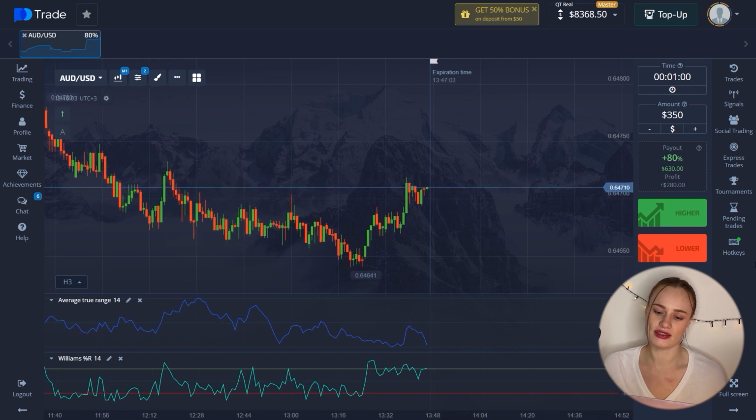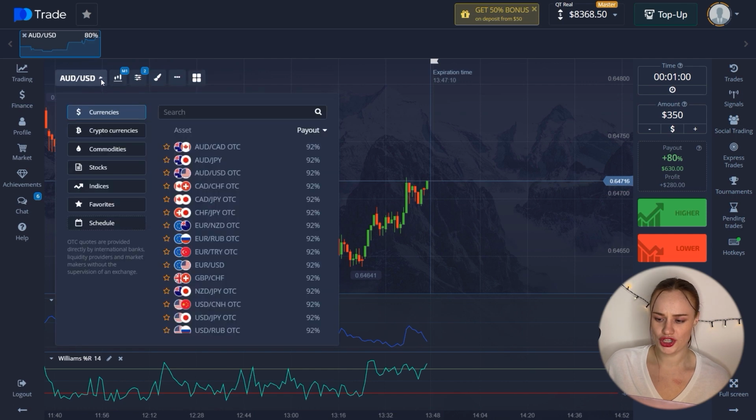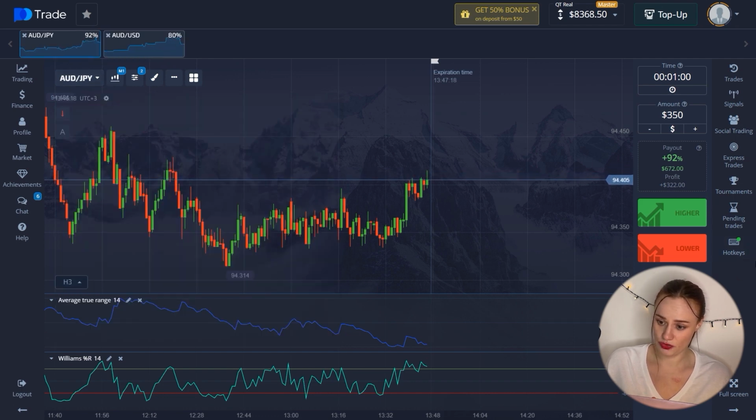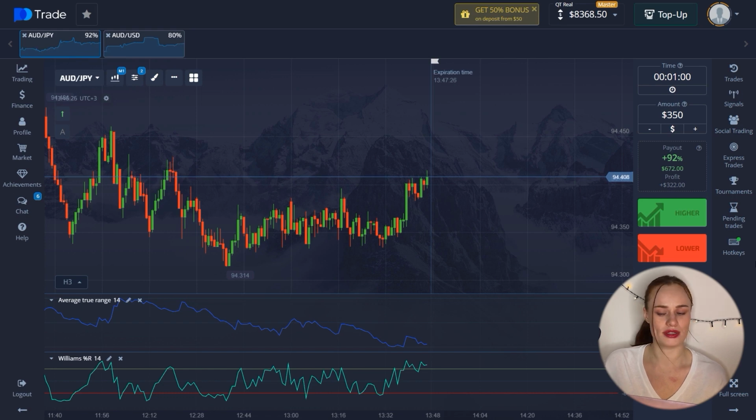And something is not very good with our market. The profit has decreased significantly and is now only 80%. Therefore, we will change the trading pair to a more profitable one. Let it be the Australian dollar-Japanese yen, which has a profit of 92%. It's much better this way. Let's analyze the new pair, but for now we'll continue.